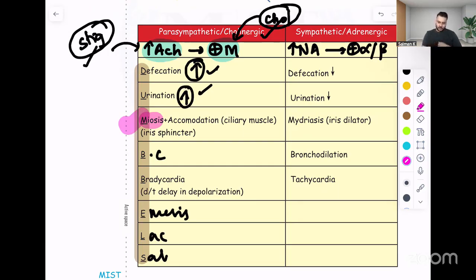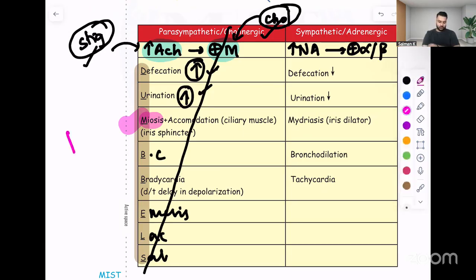Okay. Next, after we are done with this, what do you think can happen if I block this receptor? Everything will be opposite, reversed. Defecation will be decreased, urination will be decreased, meiosis will be replaced by mydriasis, bronchodilation will happen. So all these functions will be reversed. The drugs that block this are called the tropes. For example, atropine. Atropine is a muscarinic blocker. That means it will not produce dumbbells, it will produce effects opposite to dumbbells.